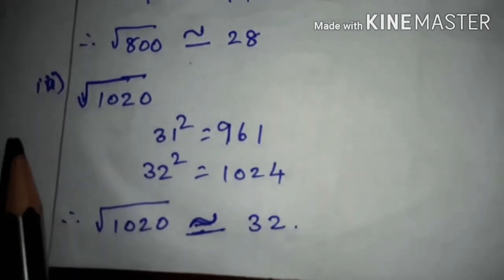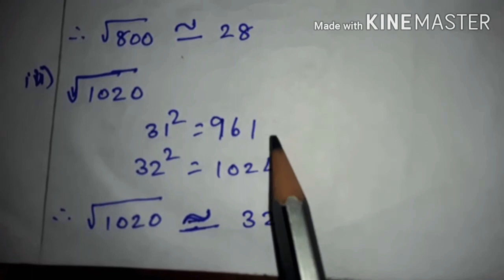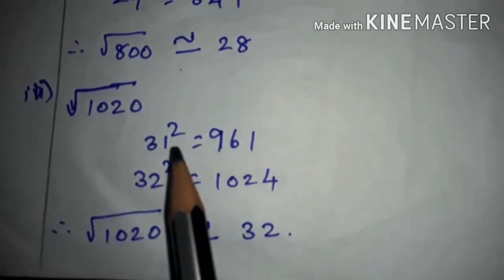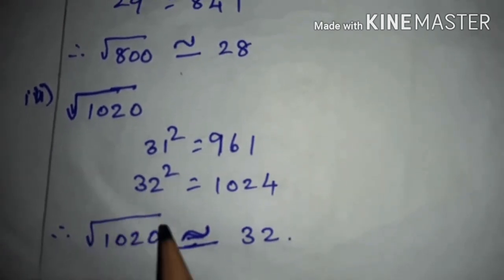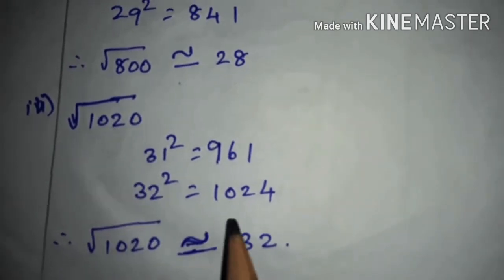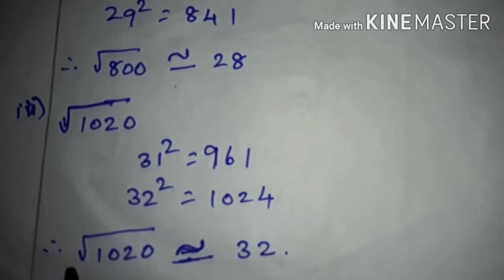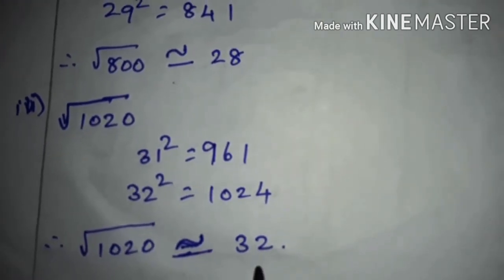The next sum is the square root of 1020. We can take these two squares, 31 square and 32 square. 31 square is 961 and 32 square is 1024. But 1020 is nearer to 1024. Therefore, we can take the answer as the square root of 1020 is approximately equal to 32.